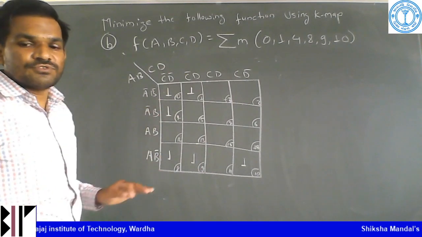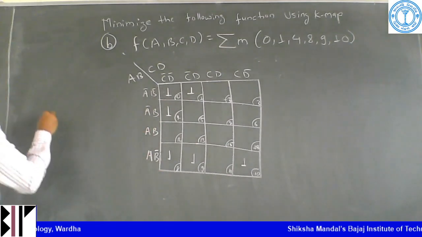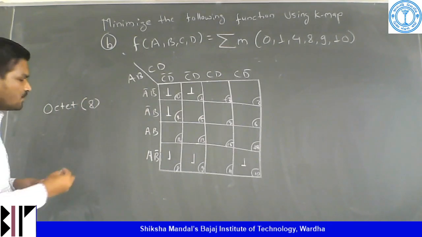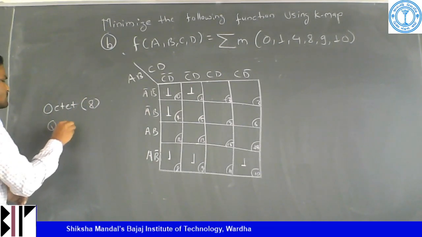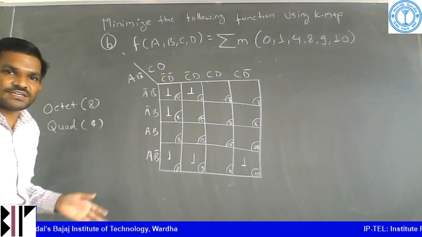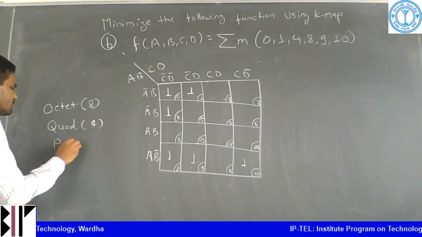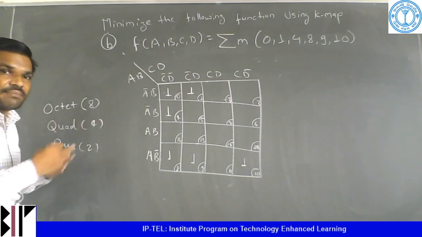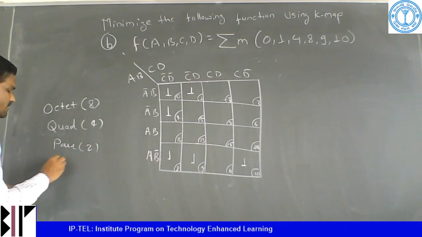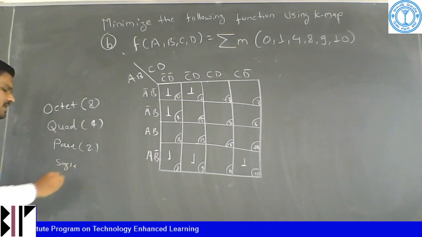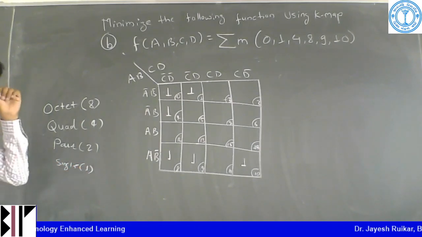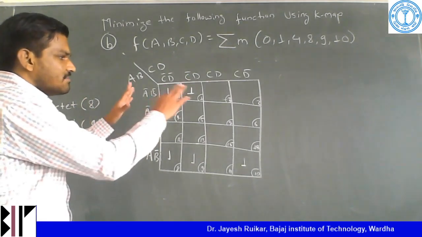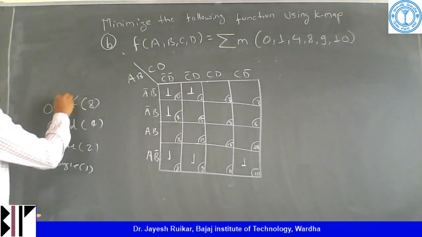Now I have to group. So how many kinds of groups can we form? We can form an octet, that is 8 adjacent ones. We can form a quad, that is 4 adjacent ones. We can form a pair, that is 2 adjacent ones. If any one is remaining, we can have a single one also. Now in this case the octet possibility is not available because 8 ones are not available.